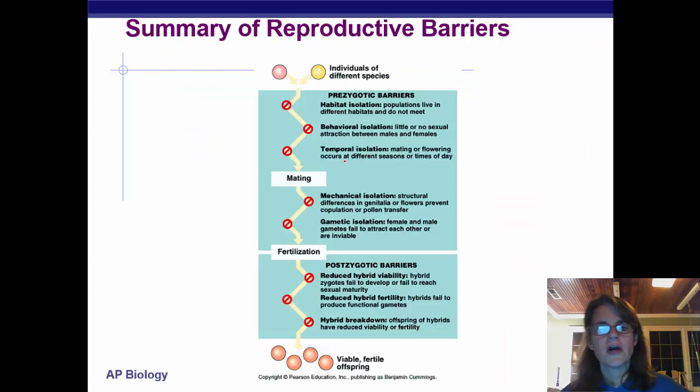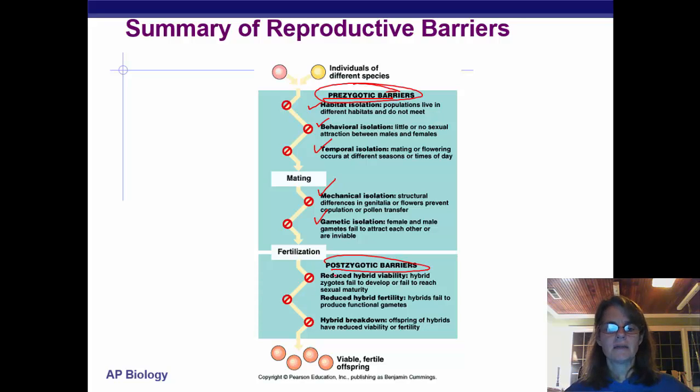So this is a little chart just reminding you of our pre-zygotic barriers, habitat isolation or ecological isolation, same thing, behavioral, temporal, mechanical, and gametic. All of those are pre-zygotic. We're going to prevent the zygote from being made. Then the post-zygotic barriers are reduced hybrid viability, reduced hybrid fertility, and then hybrid breakdown.